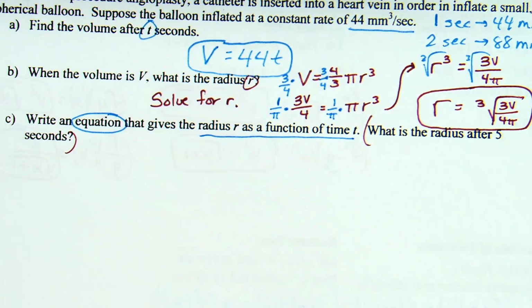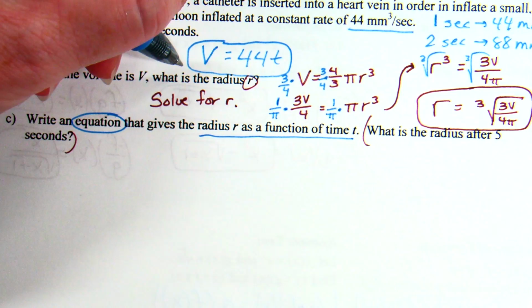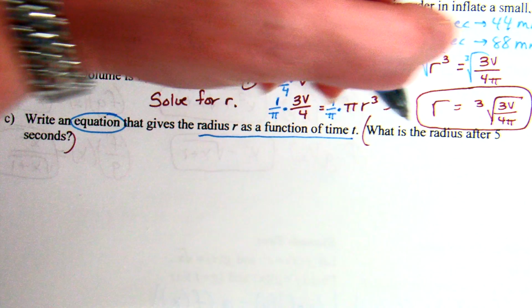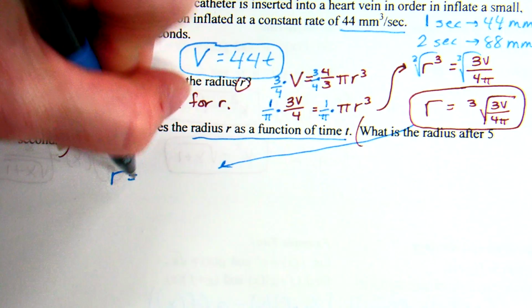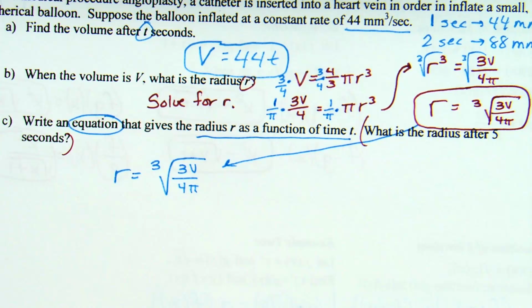When we say something gives R as a function of t, that means it's R equals, and the variable in the equation is t. So R as a function of t. Meaning an R equals equation with t as the variable. Yeah, I already kind of hinted that we're going to use A and B, didn't I? If B, let's go that way, is R equals the cube root of 3V over 4 pi. Okay, that's what we had part B was.